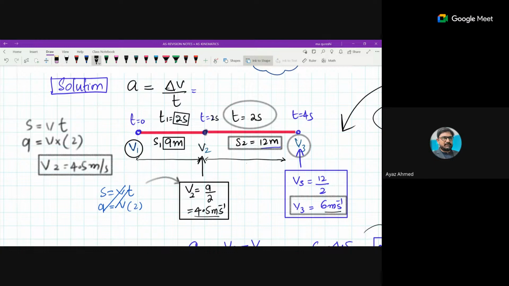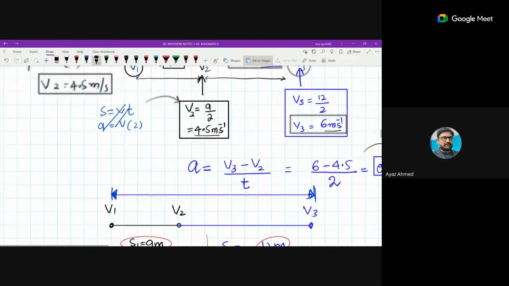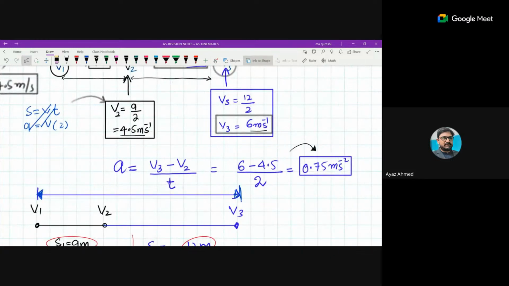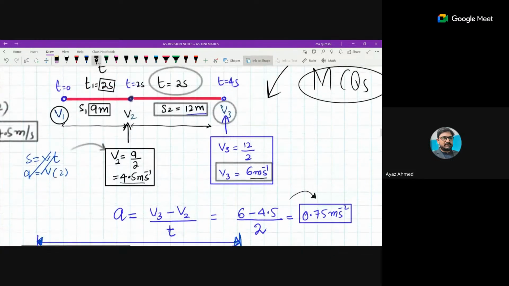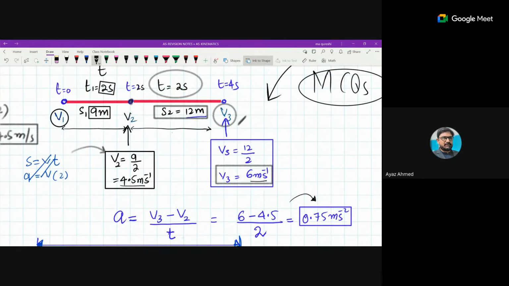Yes. So when you are going to take this, acceleration is V3 minus V2 divided by time taken. So V3 is this much. V3 is what? V3 is your 6. V2 is your 4.5. So 6 minus 4.5. And what is the time interval between these two? That is 2. So the answer is 0.75 meter per second. And that is the right option.